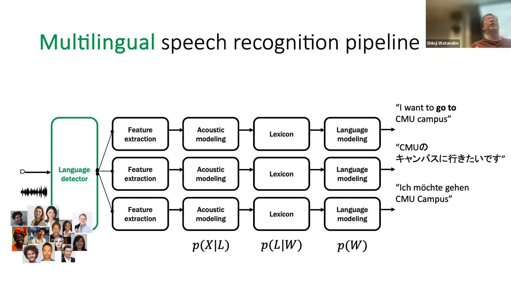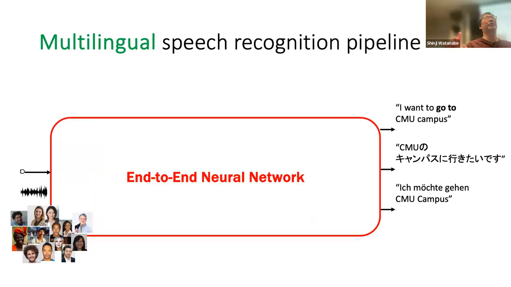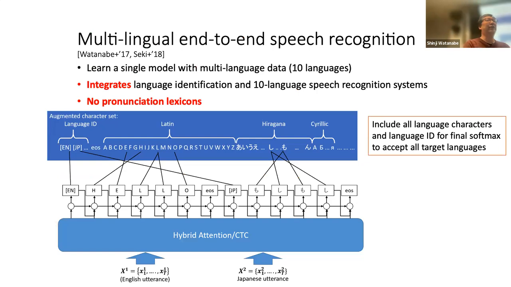So this is one reason that the ASR teams in big companies, which support many languages, used to have many engineers, where each engineer was taking charge of one language or several languages. However, an end-to-end method could potentially make it a single neural network. So how to do that?